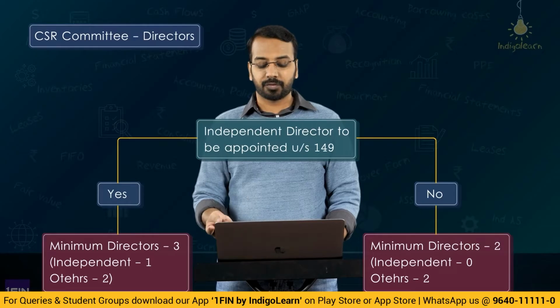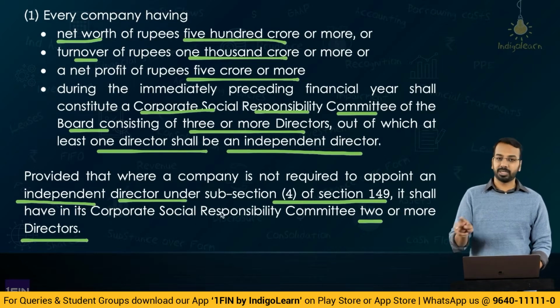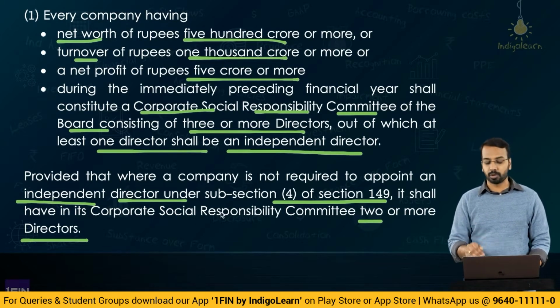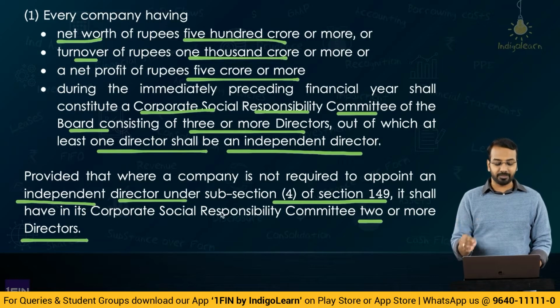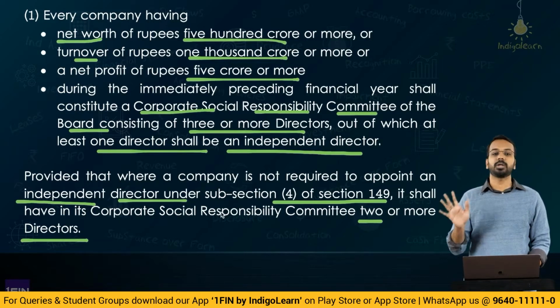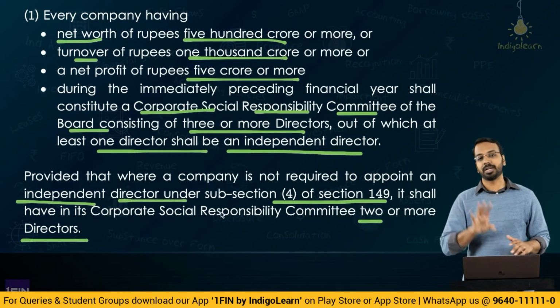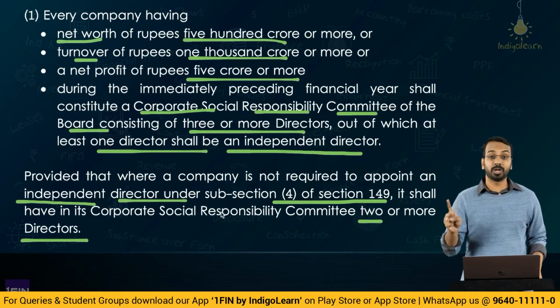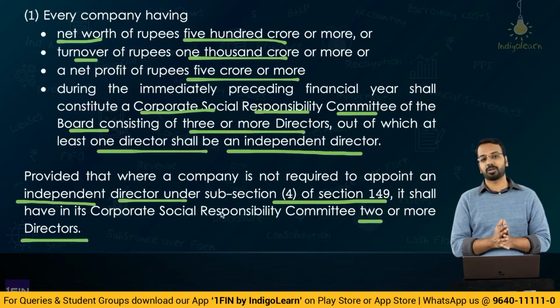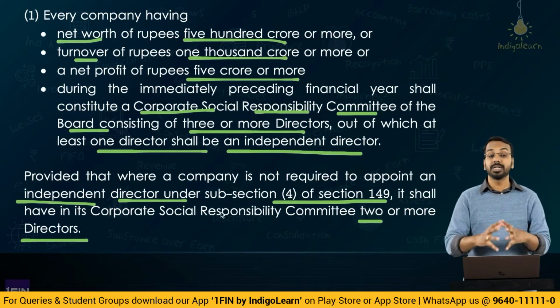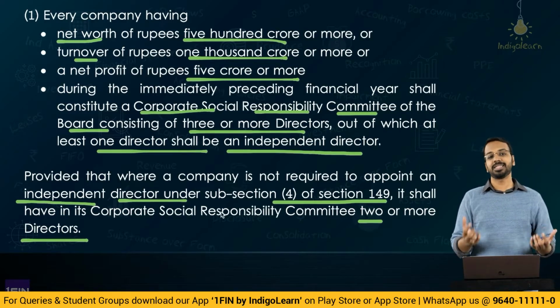So, if the company is not required to appoint an independent director under subsection 4 of section 149, it shall have on its committee 2 or more directors. If it is required to appoint independent directors, then 3 or more directors. Criteria: net worth 500 crores, turnover 1000 crores, net profit 5 crores or more. This is what subsection 1 talks about. It says you have to form a CSR committee.